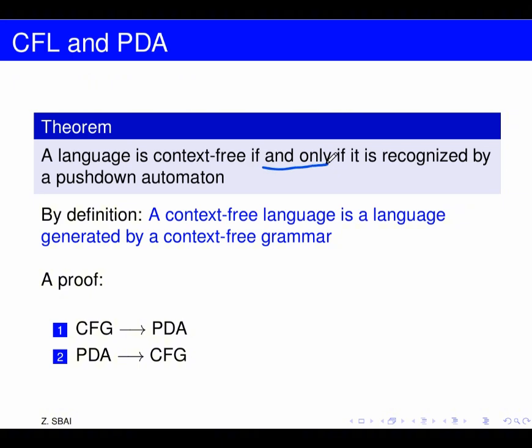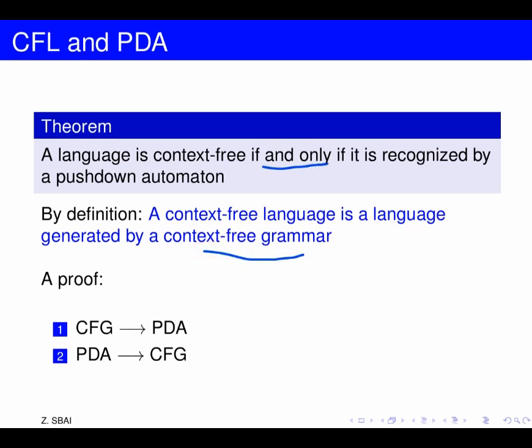By definition, a context-free language is a language generated by a context-free grammar. So to prove this theorem, it suffices to prove that we can convert from a context-free grammar to a pushdown automaton and vice versa. In this video, we'll focus on the first part, which is how to convert from a context-free grammar to a pushdown automaton.